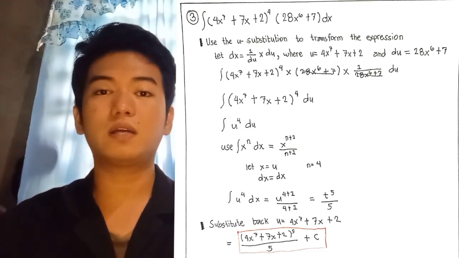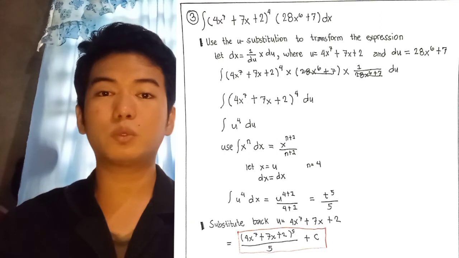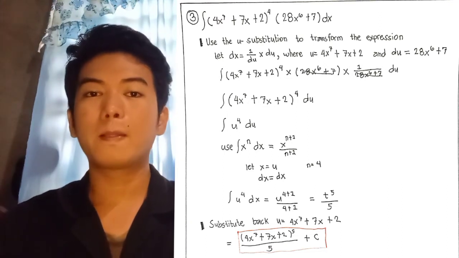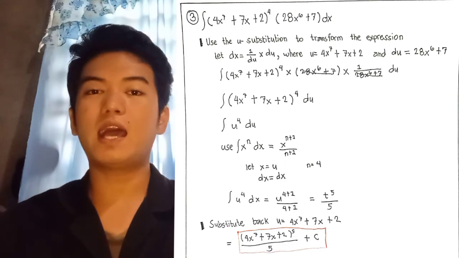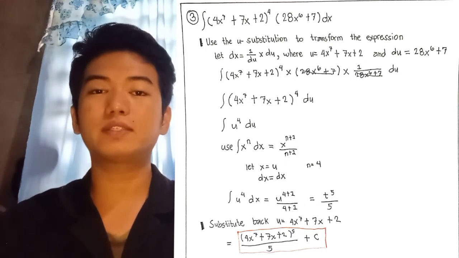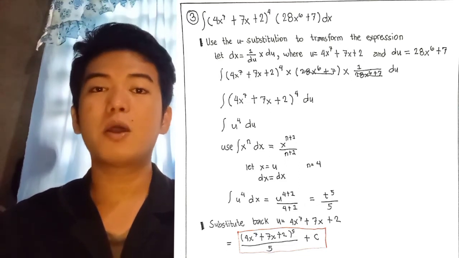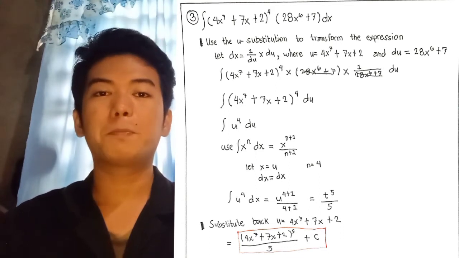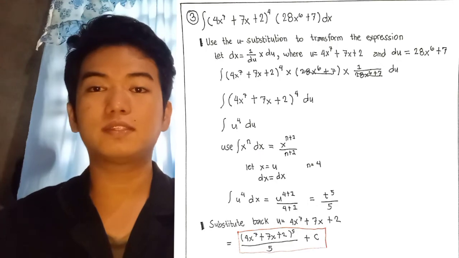Substitute back the u, which is equal to 4x to the 7 plus 7x plus 2. Now we have our final answer, that is (4x to the 7 plus 7x plus 2) to the 5 over 5 plus the arbitrary constant c.